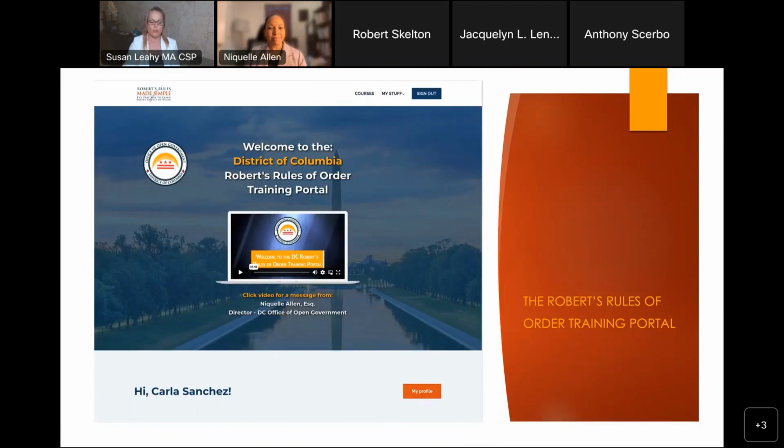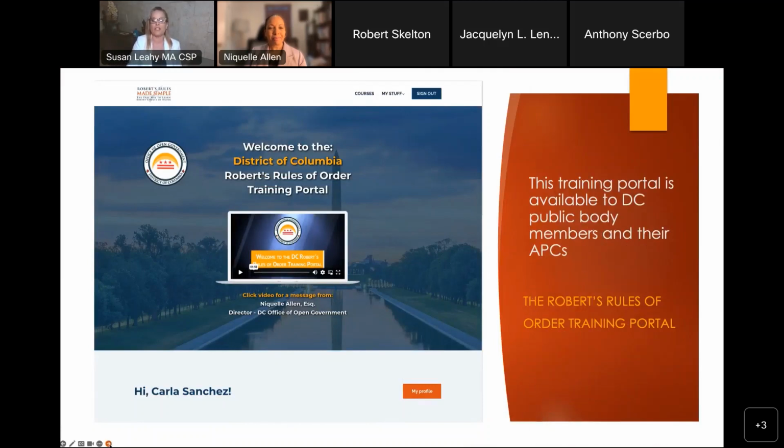And so one of the tools that we are providing to you all is access to the Robert's Rules Made Simple training portal. I would love every single person on this call to think of themselves as an advocate to support whatever board you are on, and really be somebody that shepherds the individuals on your board to take advantage of the content that is housed on this portal. This training portal is available to DC public body members and their APCs, and it will reinforce the information that we are going to be sharing in this webinar today.